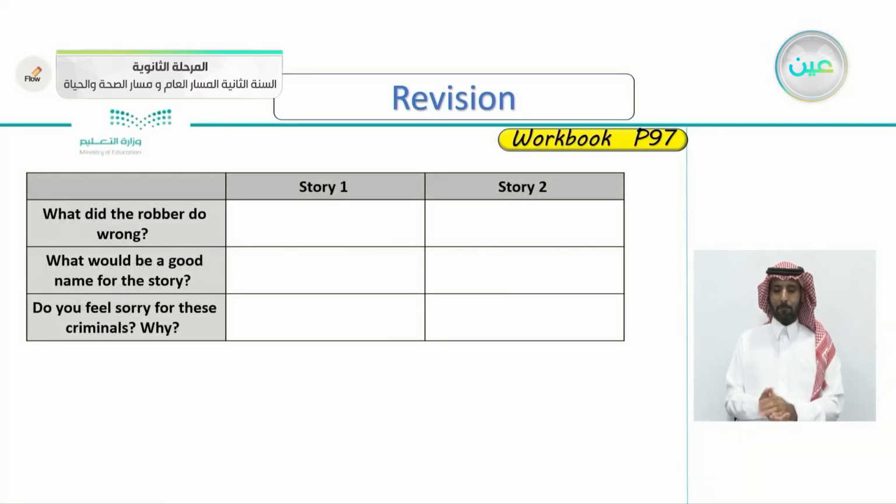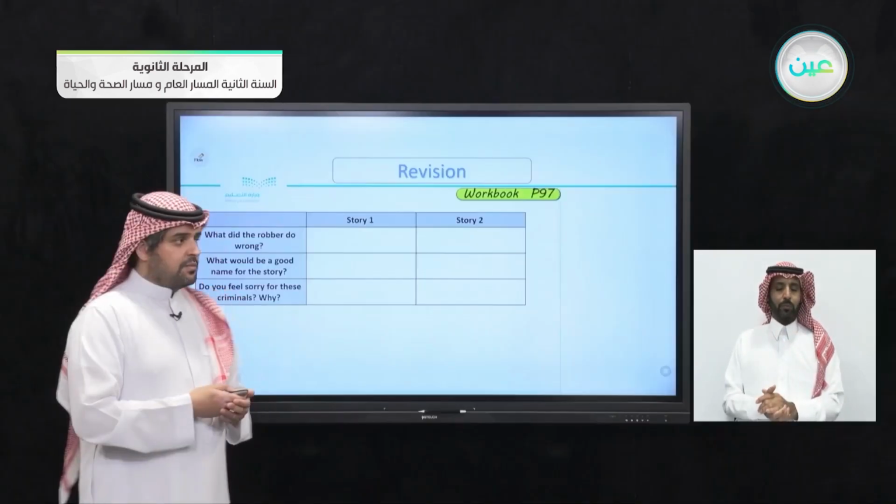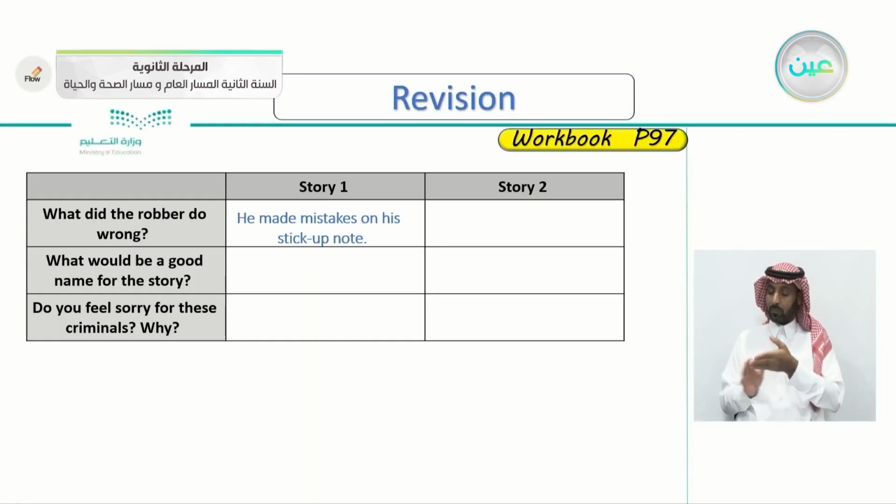So, story 1 and story 2. The first, let's take story 1. What did the robber do wrong? Yes, he made mistakes on his stick-up note.